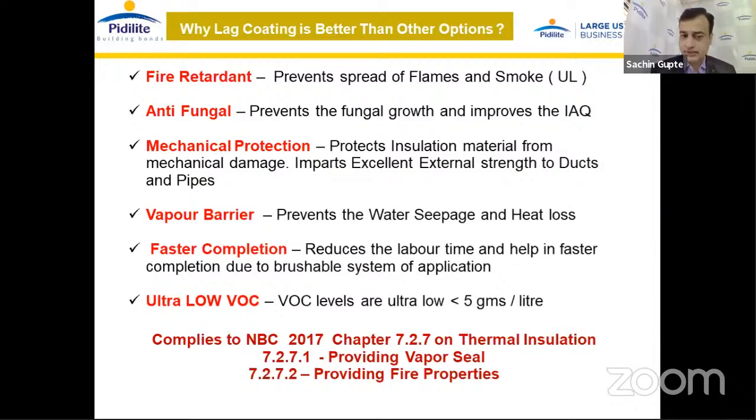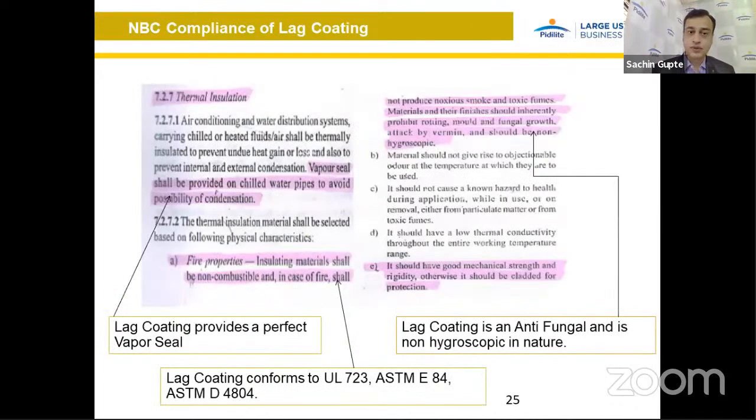And the most important thing is it complies with NBC 2017, chapter 7.2.7 on thermal insulation, 7.2.1 on providing vapor seal, and 7.2.2 on providing fire properties. These are the basic compliances of NBC. It's basically a UL certified product, conforms to ASTM E84, and conforms to ASTM D4804.